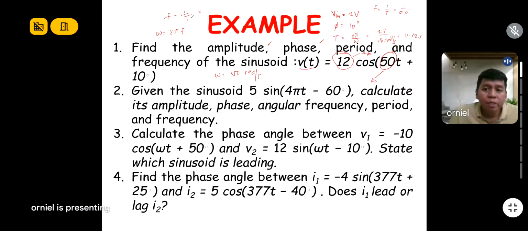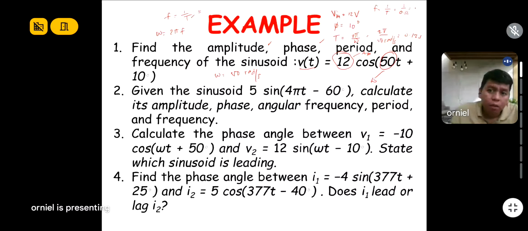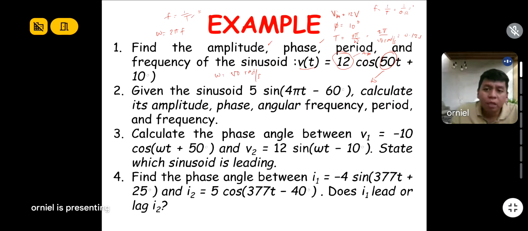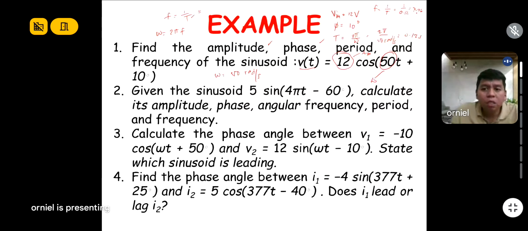What is this frequency? 1 over 0.12. It is 7.96, sir. So that's 7.96. The unit for the frequency is hertz. So 7.96 hertz, that's our frequency.